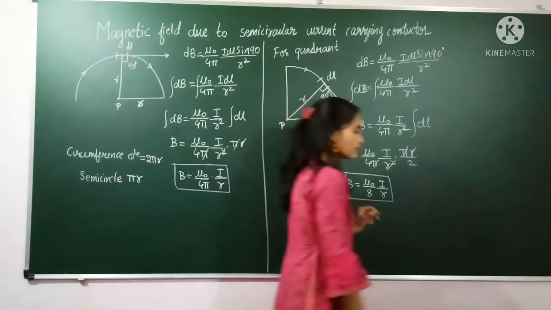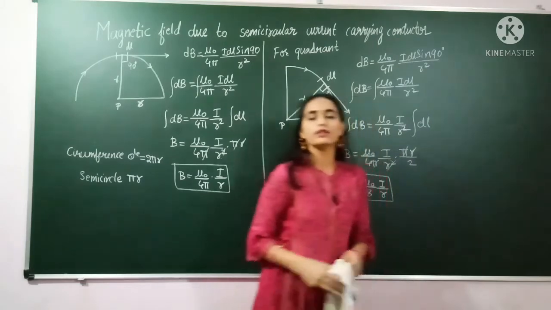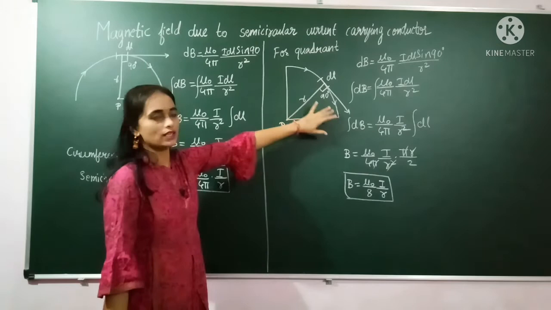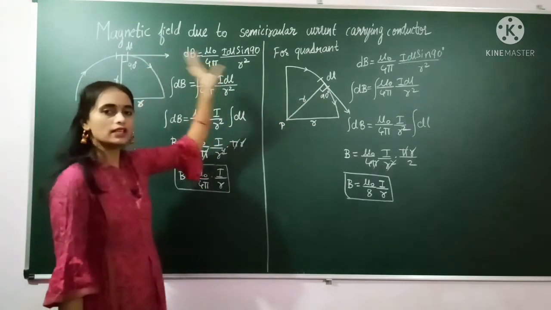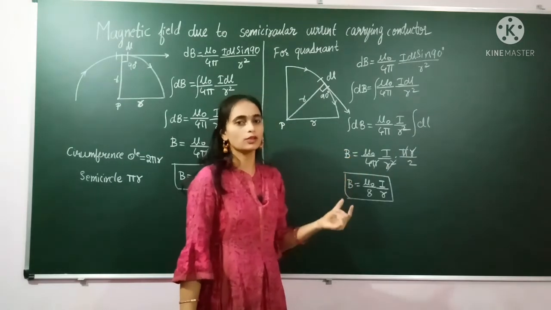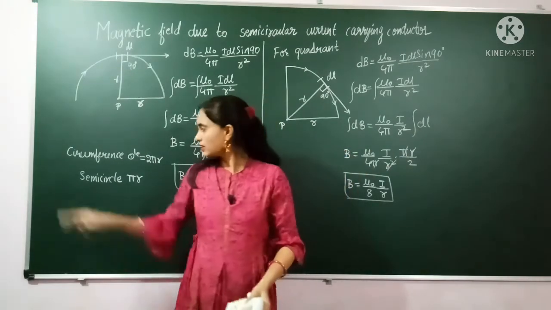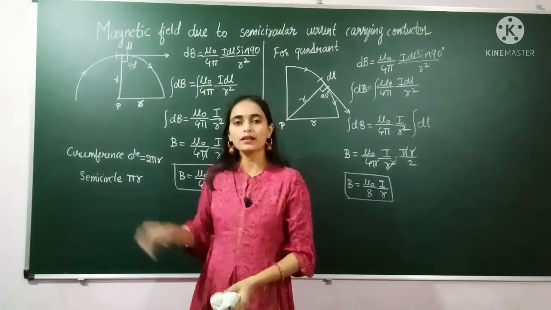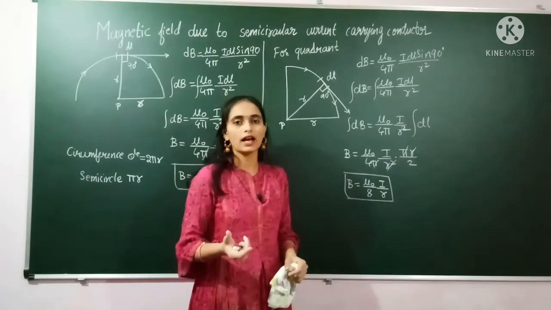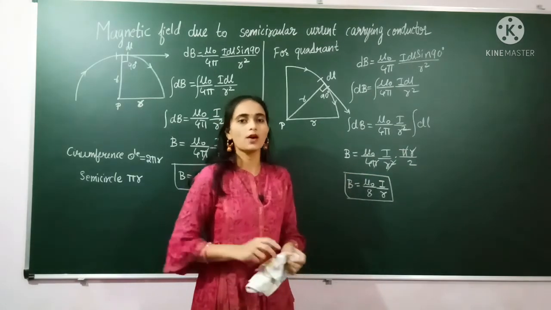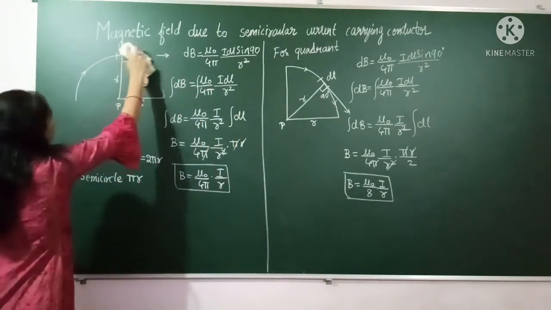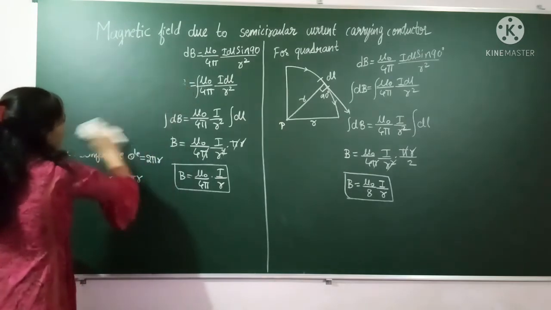And next, we will calculate for the general arc, because quadrant is a standard case and semicircle is also standard. In these cases we can easily calculate this dl value. For a complete circle we take 2 pi r. If it is a semicircle then we take pi r. If it is a quadrant then we take pi r by 2. But if it is a general arc, how do we calculate the magnetic field? So let's start here. We will take one general arc and calculate.